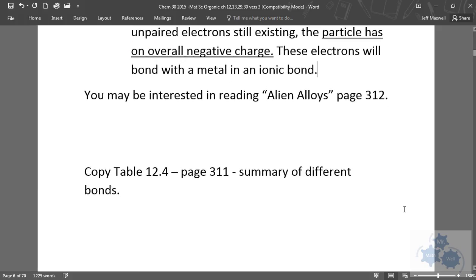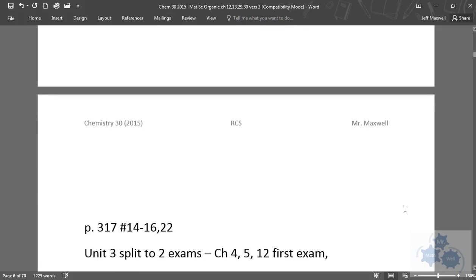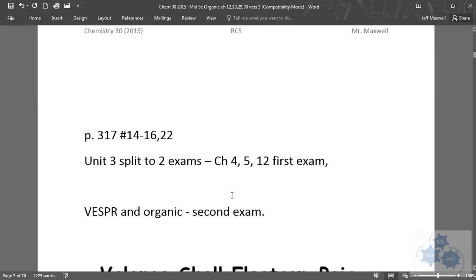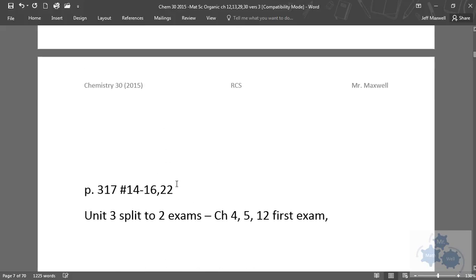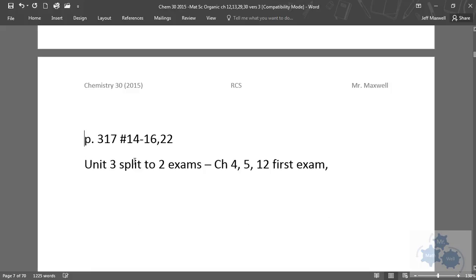All right, so you copied that table already, and here's the next little bit of information I'm going to give you. On page 317, I want you to do these questions just from the material that we've talked about in chapter 12. You do have some time to work on them in class here. Page 317, 14 to 16, and 22.